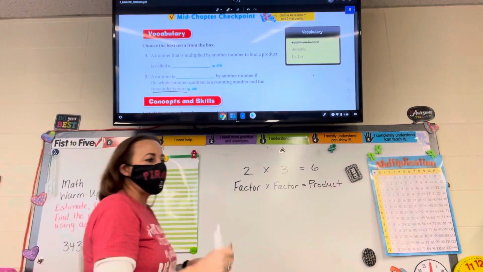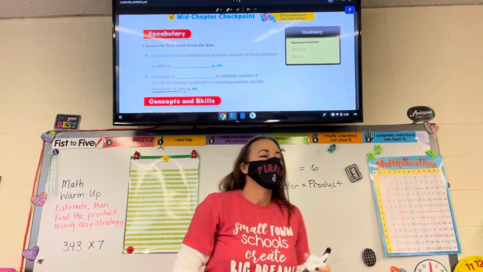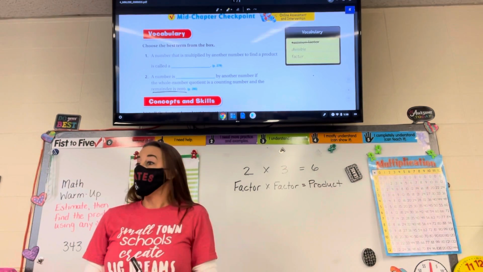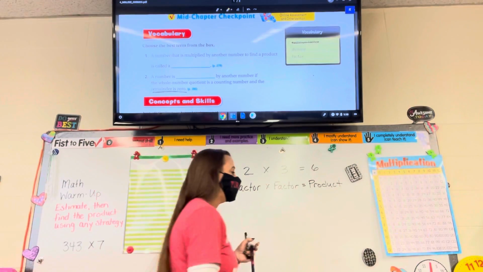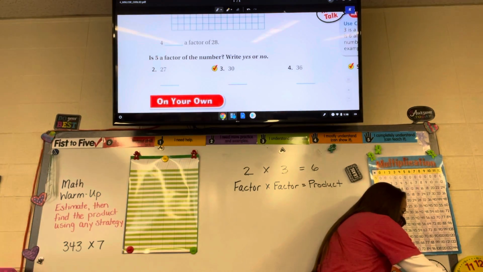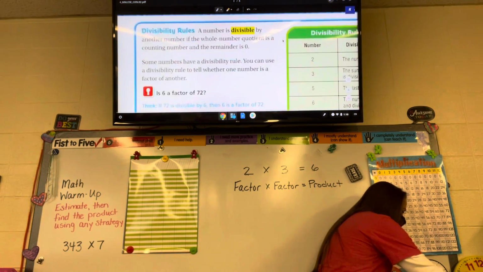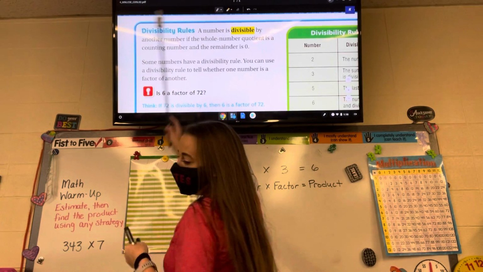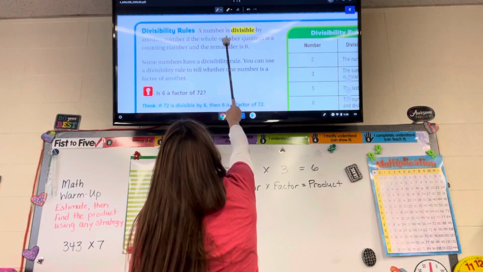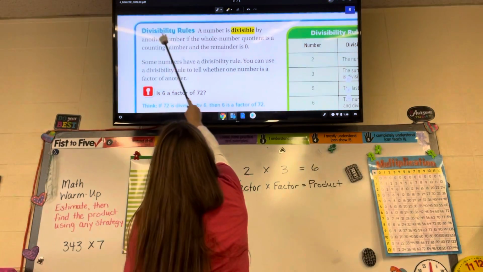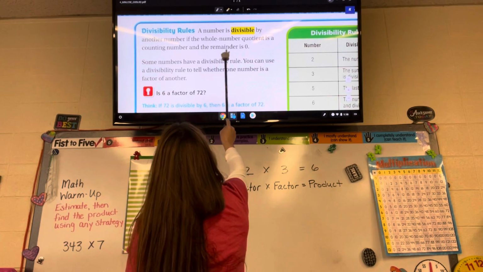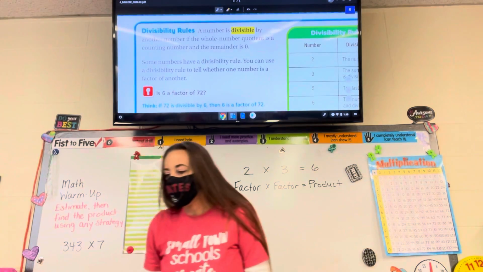So if you're dividing to check and see if 3 is a factor of 6, or if 4 is a factor of 6 and you get a remainder, then it is not divisible. Okay, here we go. Let's go to page 286. We're on number 2. First you write your name on your paper. A number is divisible by another number if the whole number quotient is a counting number and the remainder is 0. You now have the answer to number 2.